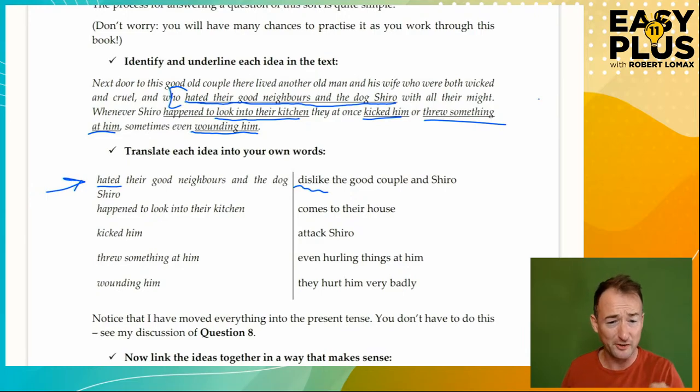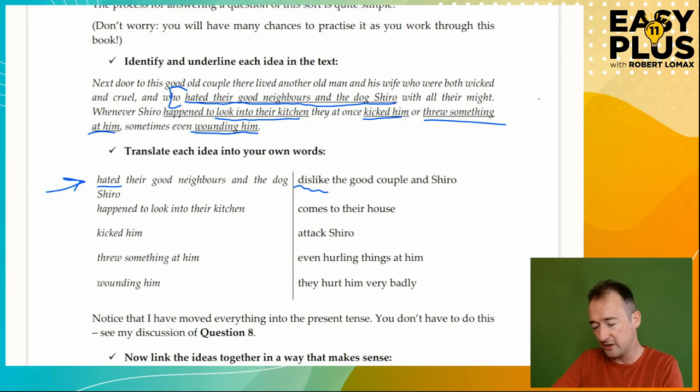I'm just explaining why it isn't the same, so you don't think I made a mistake. "Happened to look into their kitchen." Okay, so this is the kind of phrase that is a little bit old-fashioned. You probably wouldn't express it like that. So what's the key thing here? I've written on the right, "comes to their house."